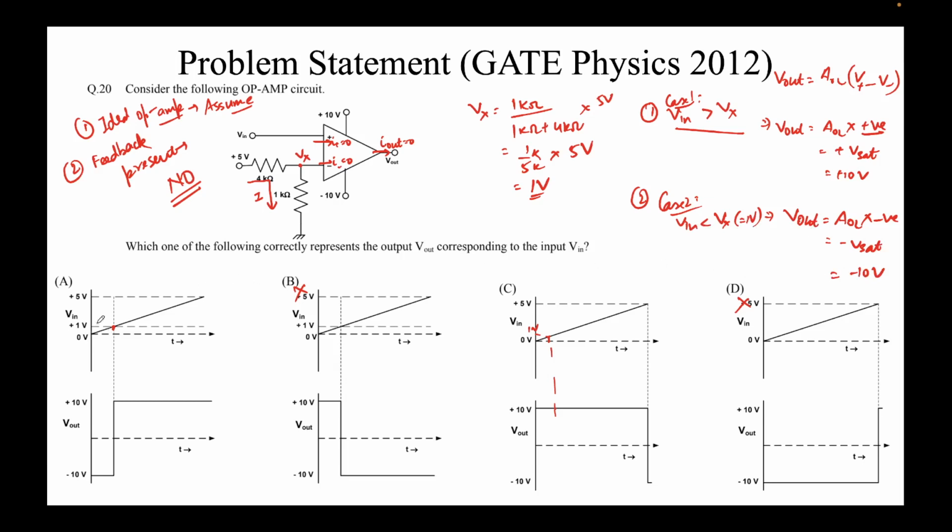So when Vin is less than 1 volt, this means in this region the value of V out should be minus 10. So this is the correct option. This matches both the regions for greater than 1 volt and for less than 1 volt. So A is the correct option. Thank you for listening.